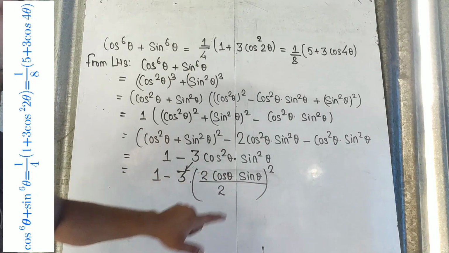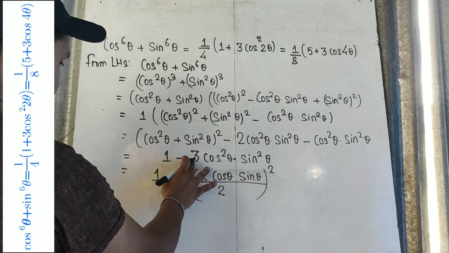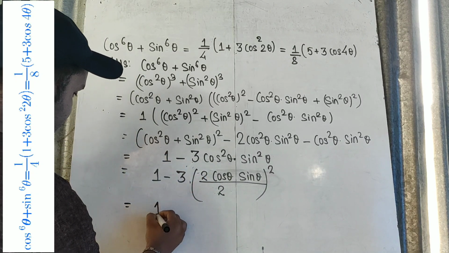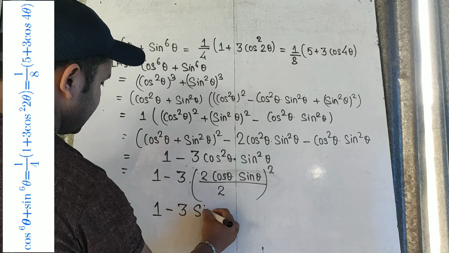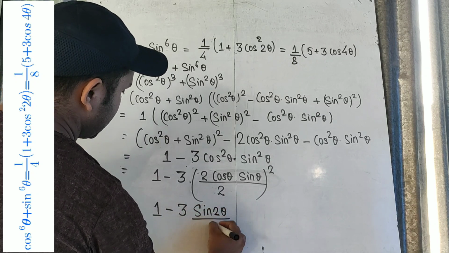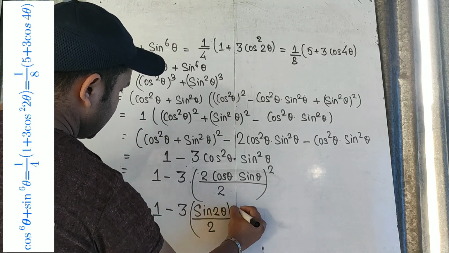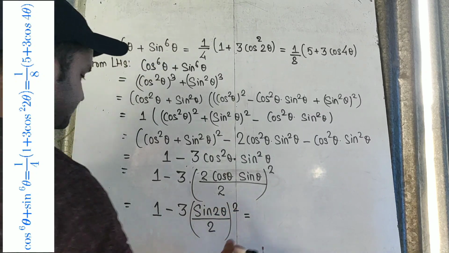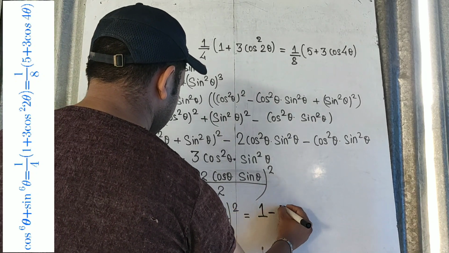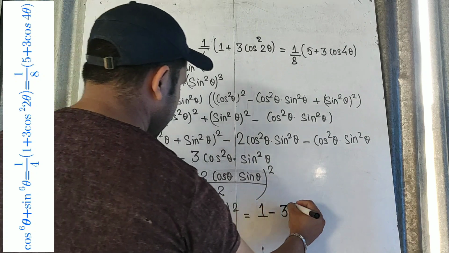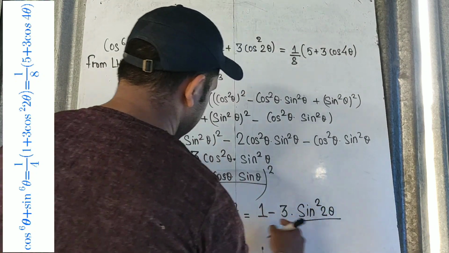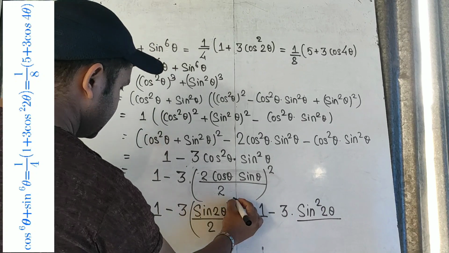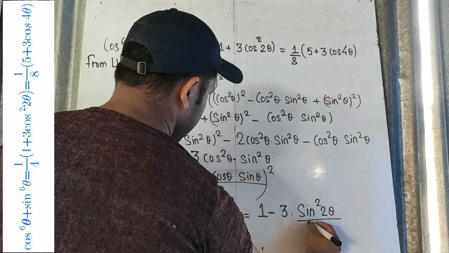2 sin theta cos theta, to write this in the form of a formula. So I'm going to do the same. Now 2 sin theta cos theta is sin 2 theta by 2. We have the whole square over here. Now it changes to 1 minus 3, sin 2 theta squared is sin square 2 theta, and this square is also on the 2. 2 square is 4.